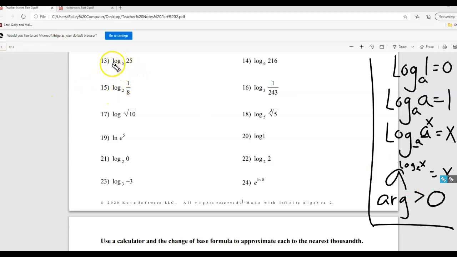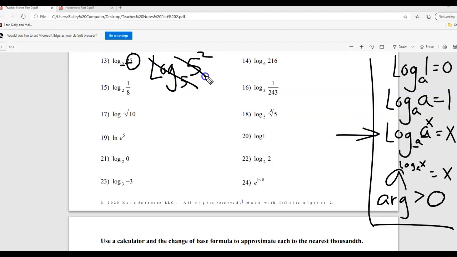So a lot of times what you're going to want to do is to get the bases to match. So the base of this log is 5. Now I want the argument to have a base of 5 as well. So I'm going to put log base 5, and I'm going to change that 25 to be 5 squared. The reason I'm doing that is so that I can apply this property here, which tells me that these cancel, and so the answer is 2. So log base 5 of 25 is 2.